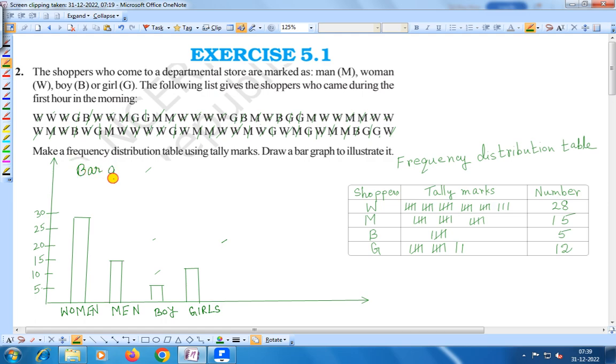Bar graph of this frequency table, right? You see woman is 28, right? And men is 15, boy is 5, and girl is 12. Here this is the number or frequency, right? Now you see, this is the bar graph of this frequency table, and this is the frequency distribution table.